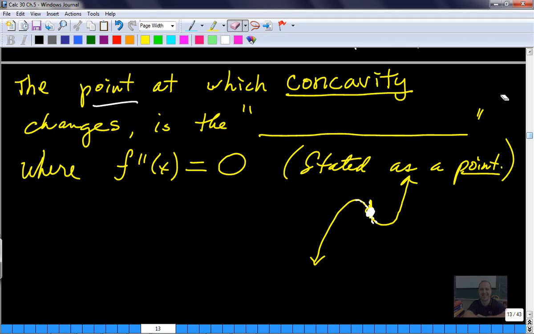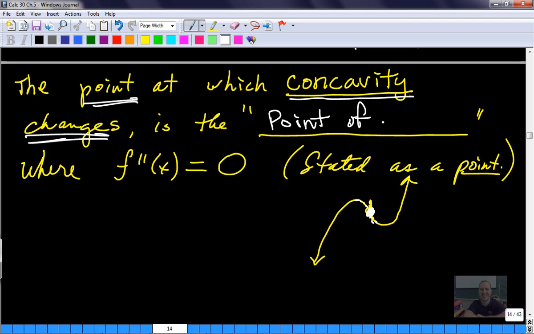Okay. Now, the points of inflection. We talked about the points of inflection. This is where it changes. If we are able to determine where the second derivative is positive, and then if we have another section where it's negative, the changeover point is the point of inflection. So, the point at which the concavity changes is the point of inflection.